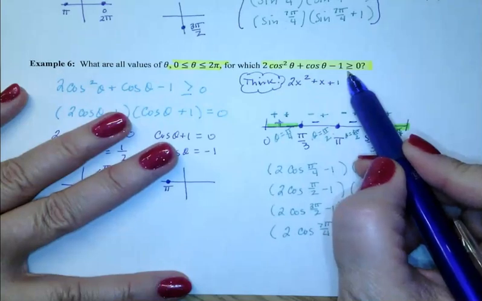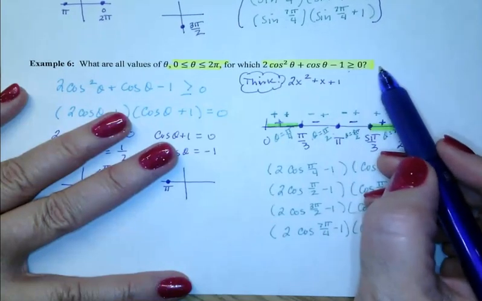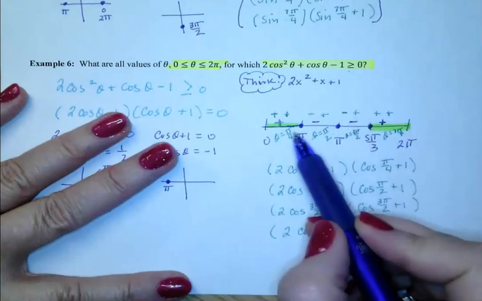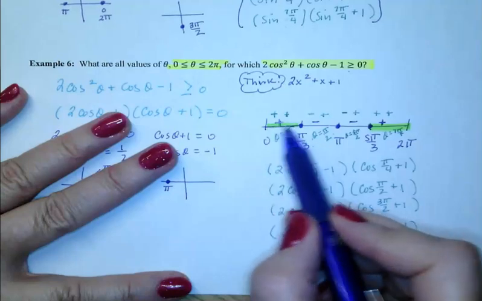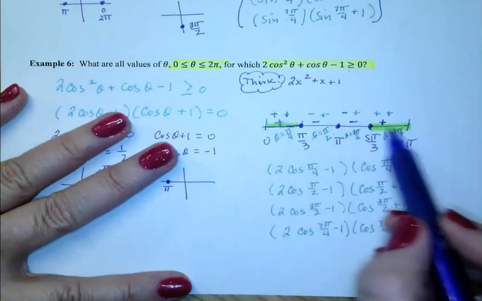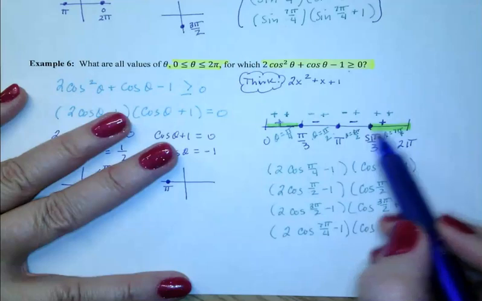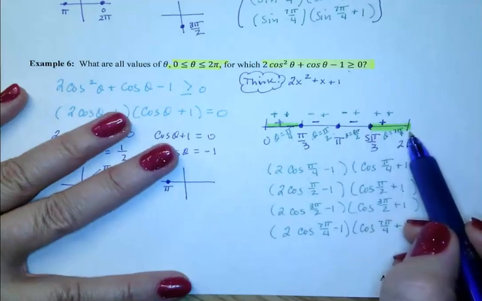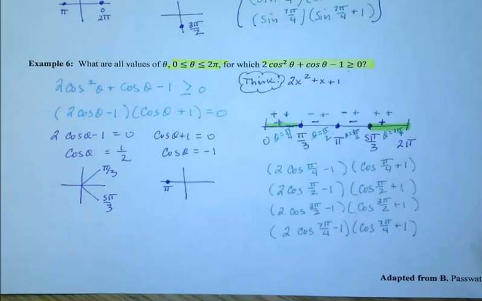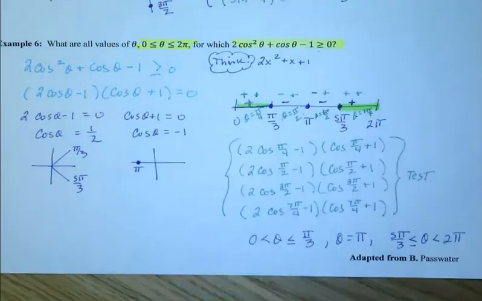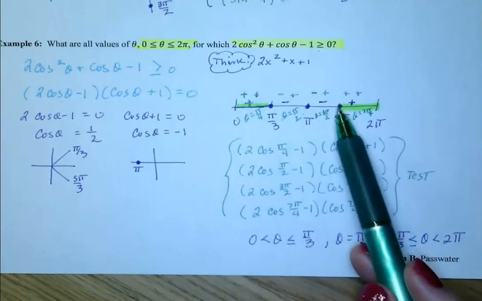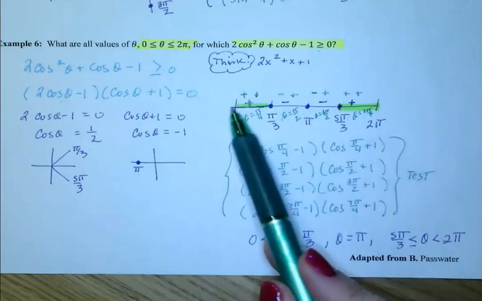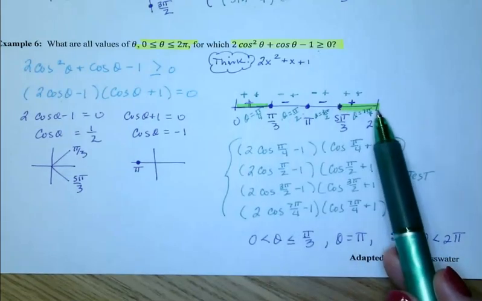So it can be on the number line or positive. So on the number line, my values were here, here, and here. And positive is this part, not including 0. And positive is this part, including 5 pi over 3, but not 2 pi. So we have these values that are on the number line, which means they are equal to 0. We have a positive area here and a positive area here.